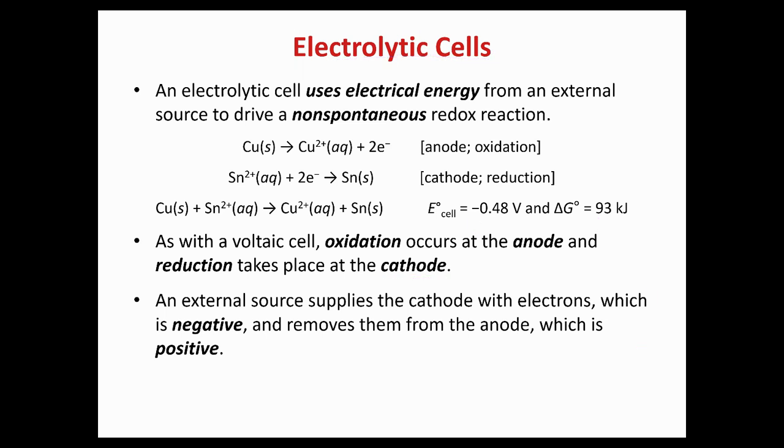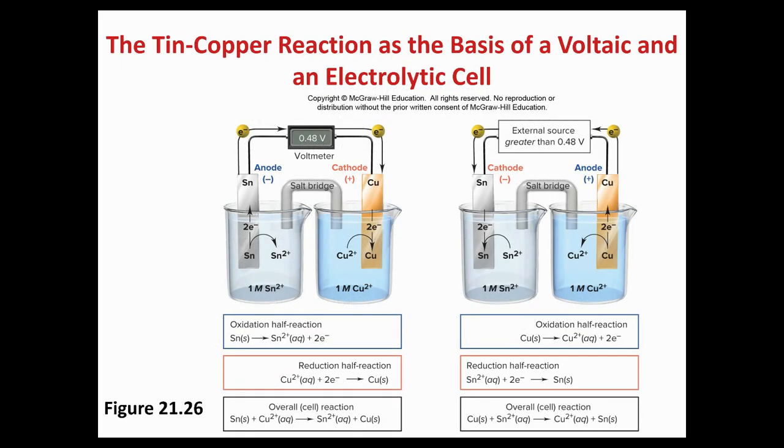And there should be a picture on the next slide. Oh, here's the one that I wanted to show you. Here's a tin copper battery. The one on the left side would be the way that you generate a voltaic cell. For a voltaic cell, tin wants to oxidize, copper wants to reduce. The voltage E naught of cell is 0.48 volts. And E naught of cell on this side is negative.